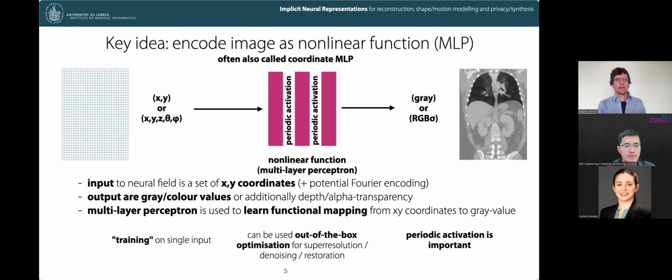INRs work fundamentally differently. Here, our input is actually a grid of coordinates, X, Y coordinates that make up the space where the image resides. And your output are gray values. So if we have a 2-channel input, X and Y, and a 1-channel output from our MLP, we can reconstruct the intensity value for each of the coordinates. And we fit the weights in our multilayer perceptron so that they match the intrinsic representation of this 2D image.